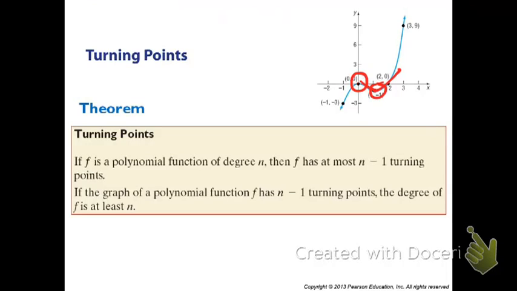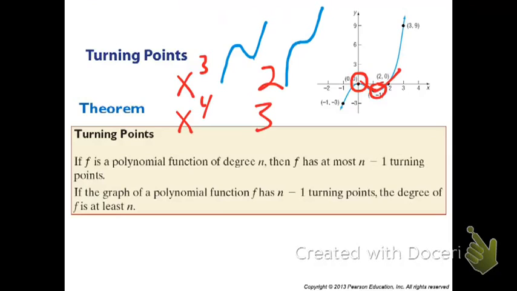Now, what this theorem is telling us is that an x to the third, a third degree polynomial, can have at most 2 turning points. A fourth degree polynomial can have at most 3 turning points. We kind of knew that already. So just to put what we already knew into this theorem here, x to the third looks like that, 2 turning points. Or it could look like this, no turning points. Okay, x to the fourth could look like this. It could look like this, where we have 3 turning points, or 1 turning point.